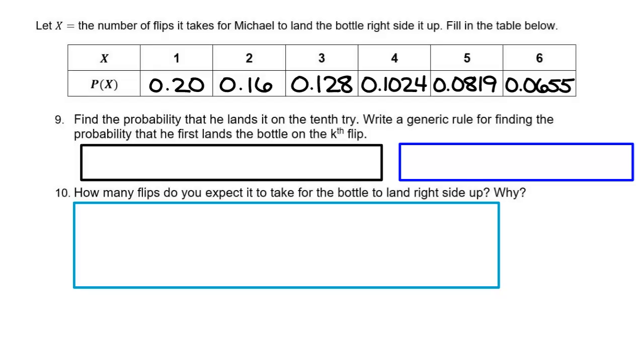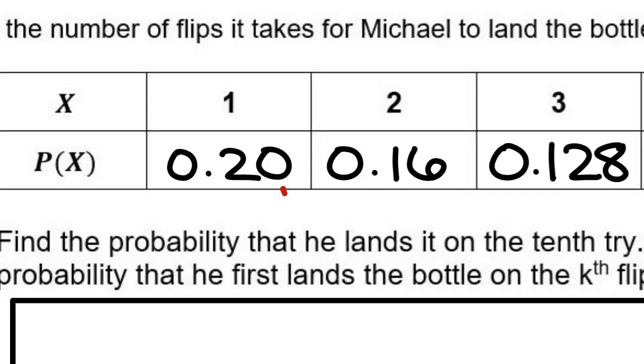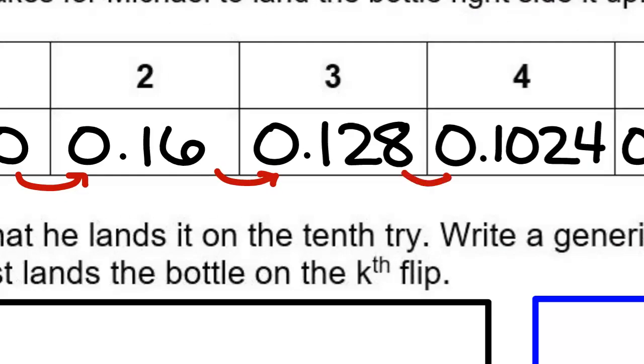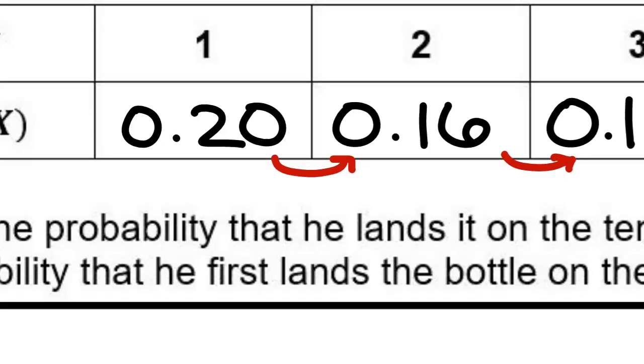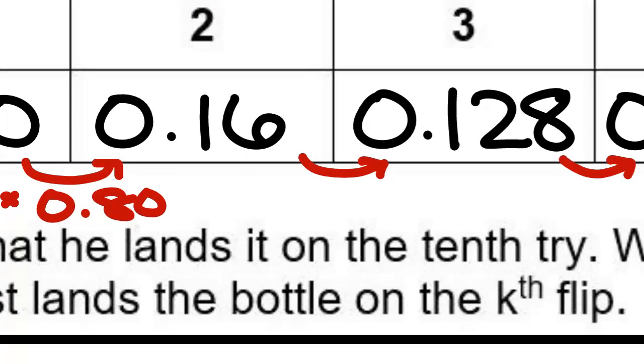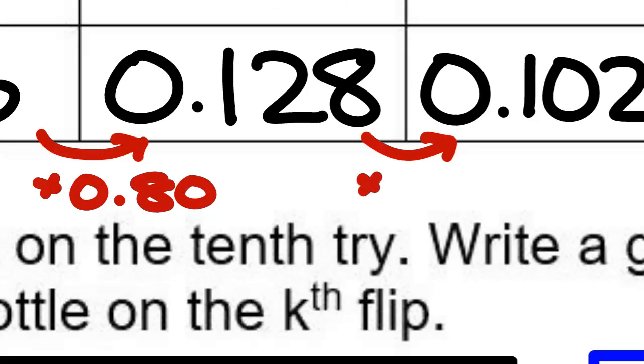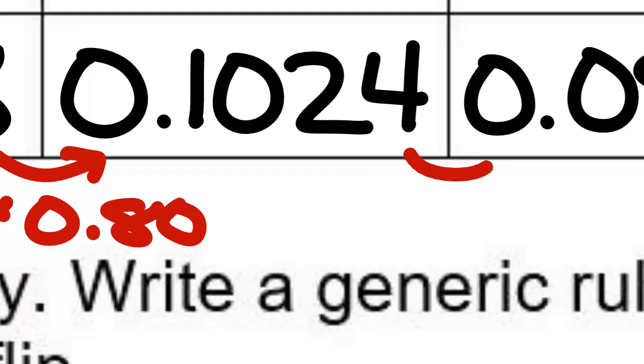This kind of a pattern right here. Does anybody see what's happening each time we move along here? Yeah, it's being multiplied by 0.80 each time. So we have this pattern of repeated multiplication.